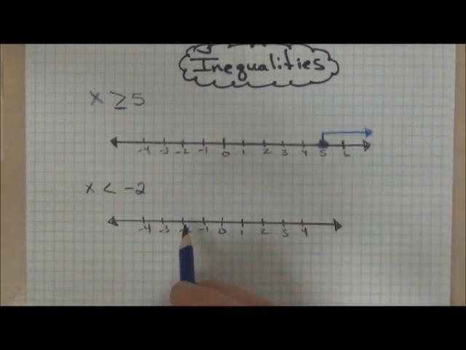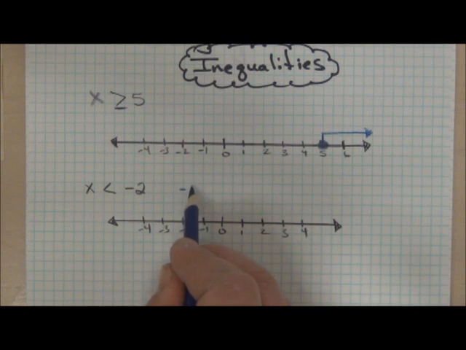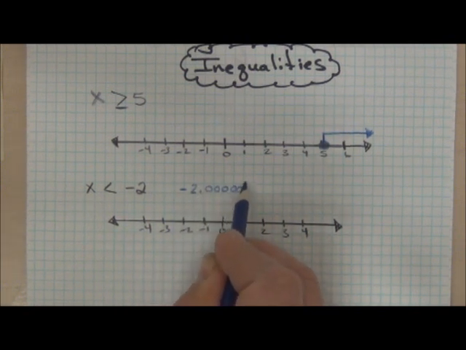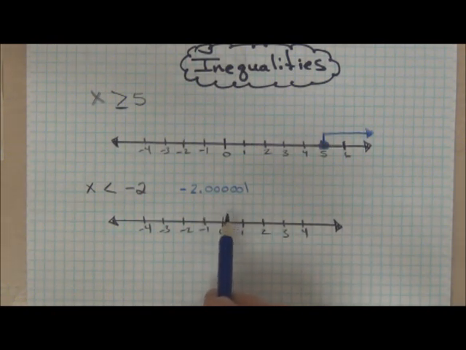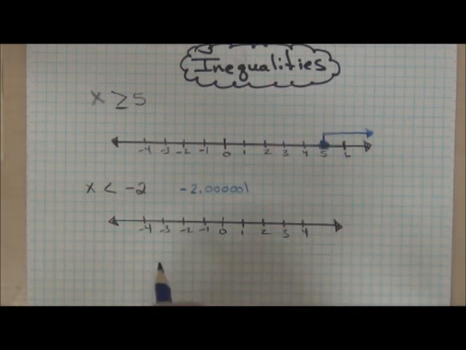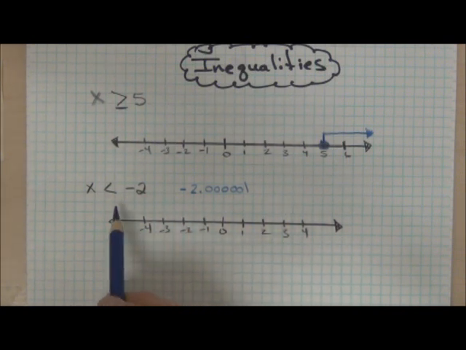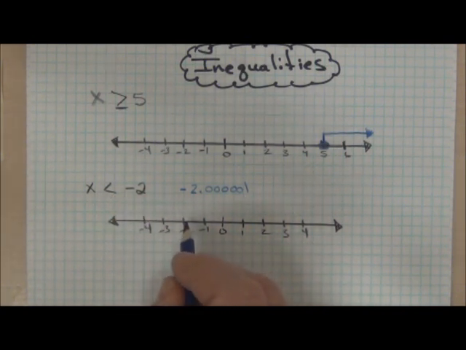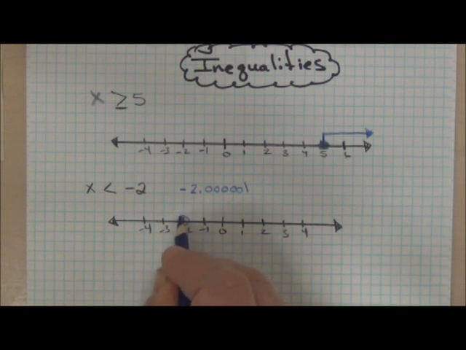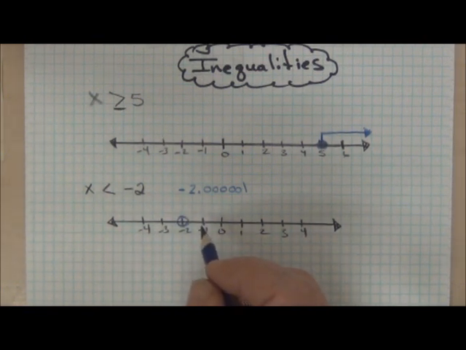And what I want to show is I can get numbers like -2.000001. That's smaller than -2, and it's really, really close to -2 on the number line, but it's not actually the number -2. So in order to show that I can get really, really close to -2, but that it's not equal to -2, I'm going to indicate that with an open circle around -2.